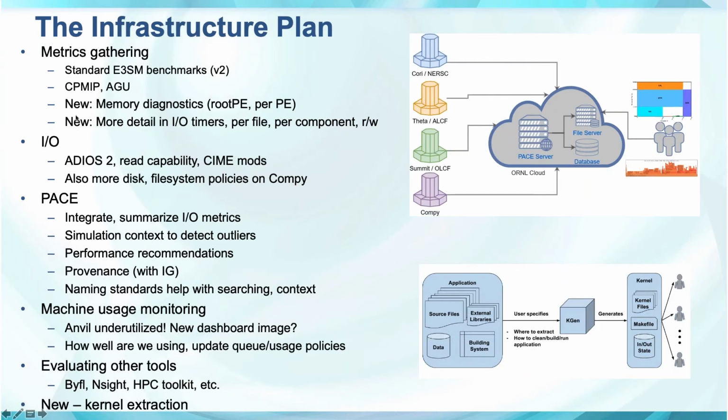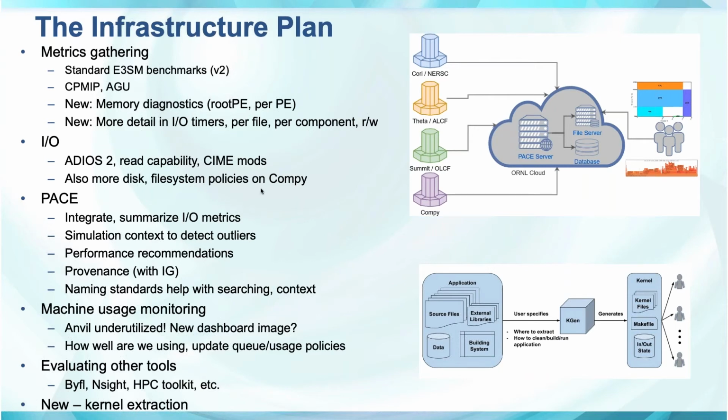As part of our standard metrics that we typically gather, we did some new memory diagnostics, and we've added more detail in some of the IO timers. So now we can do per file and per component IO benchmarks or IO metrics for reading and writing. In terms of IO infrastructure, we continue to improve support for ADIOS, adding read capabilities and some of the seam support necessary to support that back end to the IO subsystem.